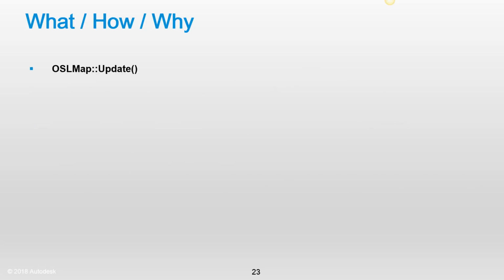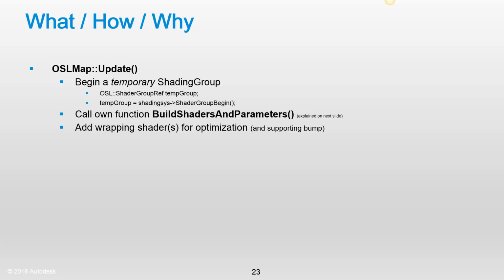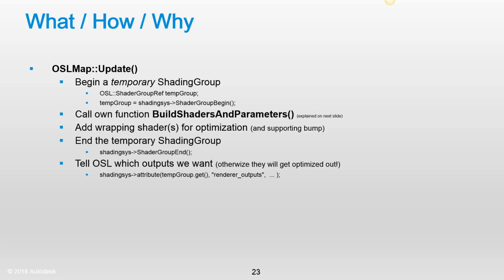So, what does the OSL map update do? Well, it starts by making a temporary shading group. And then it calls one of its own functions called build shaders and parameters. I will explain on the next page what that does. Then it adds any wrapping shaders to optimize outputs and support bumps. And then it ends the temporary shading group. It tells OSL which outputs we want. This is really important because if we don't tell the OSL compiler which outputs we want, they actually don't get included. They get optimized away.